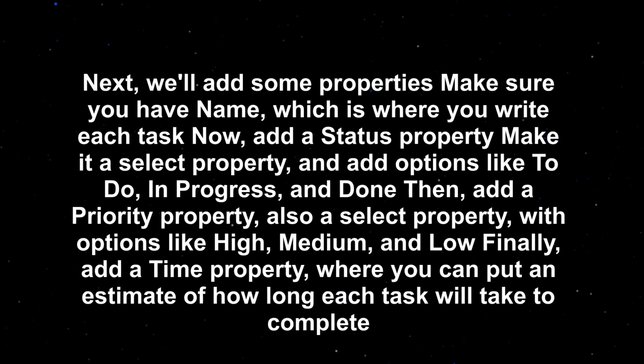Next, we'll add some properties. Make sure you have name, which is where you write each task. Now, add a status property. Make it a select property, and add options like to do, in progress, and done.